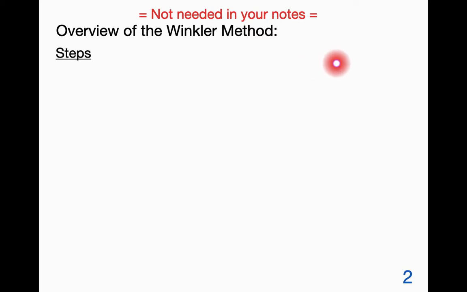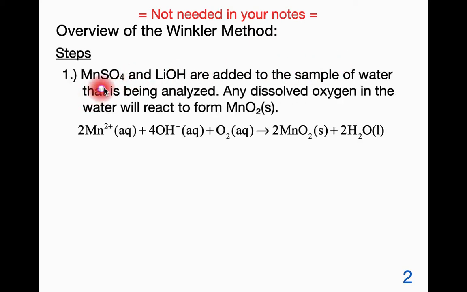So an overview of the steps. Manganese(II) sulfate and lithium hydroxide are added to a sample of water that is being analyzed. Any dissolved oxygen in the water will react to form manganese(IV) oxide. This reaction is one of those redox reactions that takes place in basic solution. Remember, we've done it in acidic solution, but this particular reaction needs to be in basic solution.